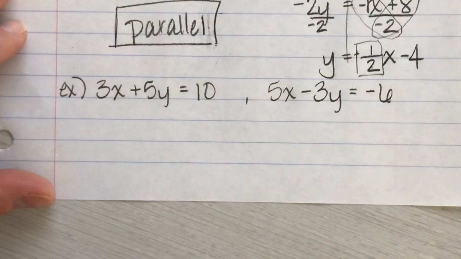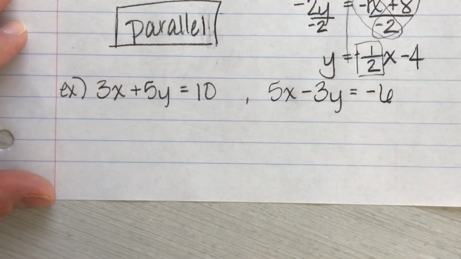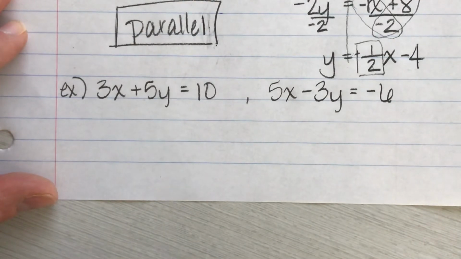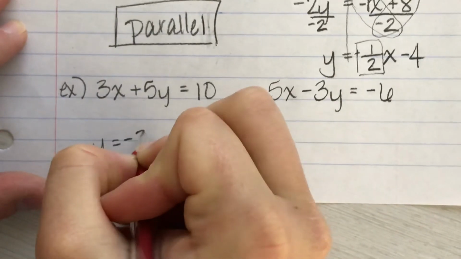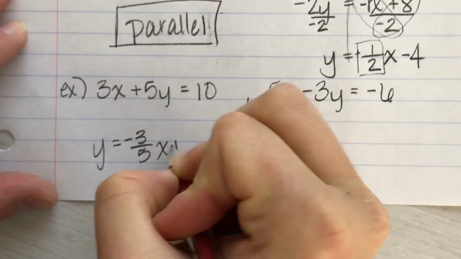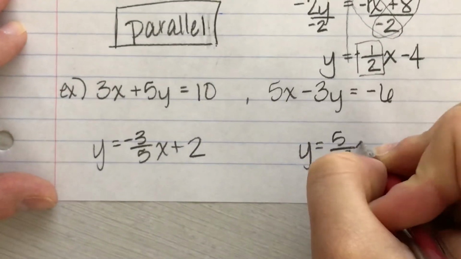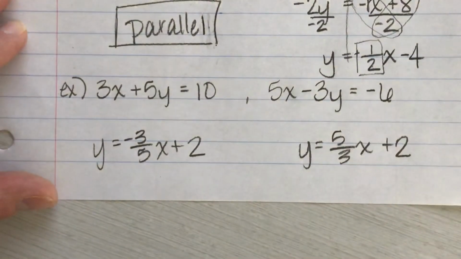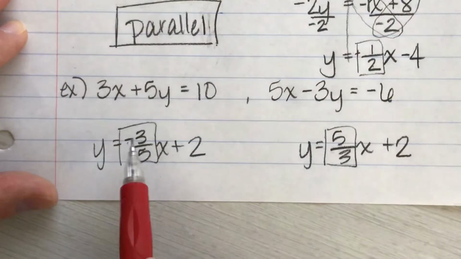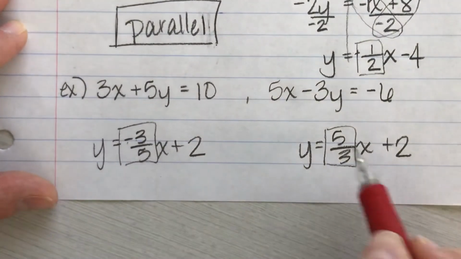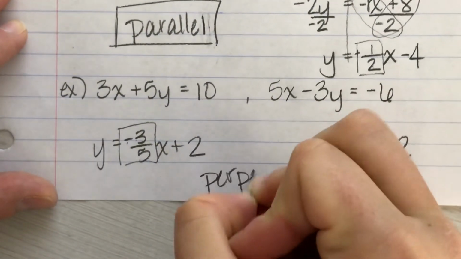Let's see. Pause the video for a minute. See if you can convert these two because neither of them are in slope-intercept form. Convert them for just a minute. Once you're ready, hit play again. You should have ended up with negative 3/5 x plus 2 on this side, and you should have ended up with positive 5/3 x plus 2 on this side. So if I look at those two slopes, I have opposite signs, a negative and a positive. I've got negative 3/5 here and positive 5/3 here. So these are perpendicular, okay?